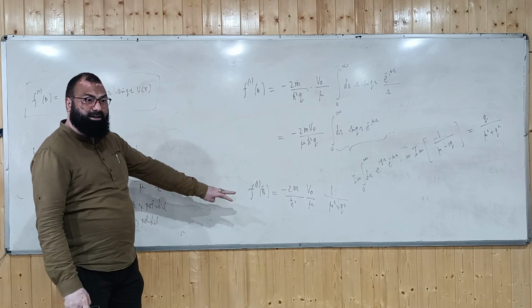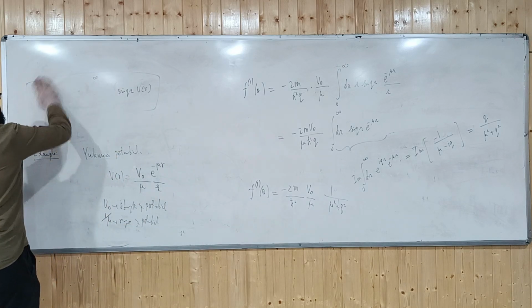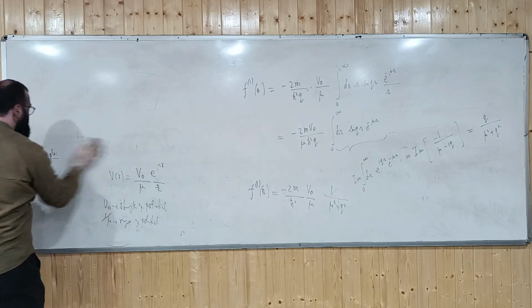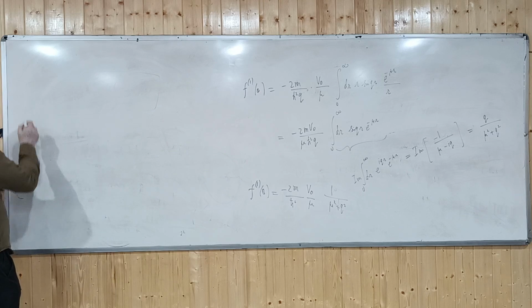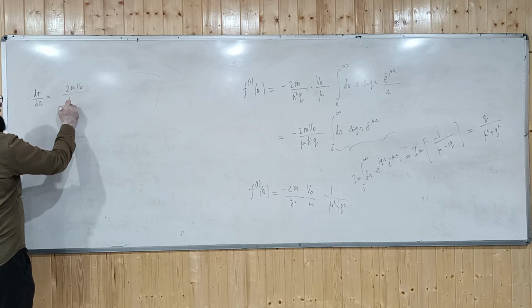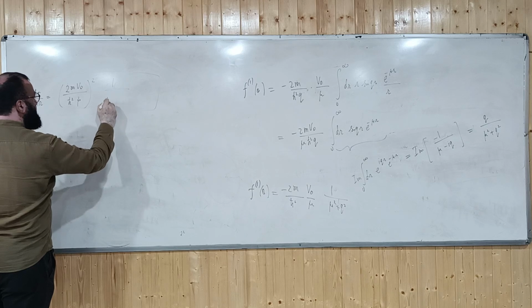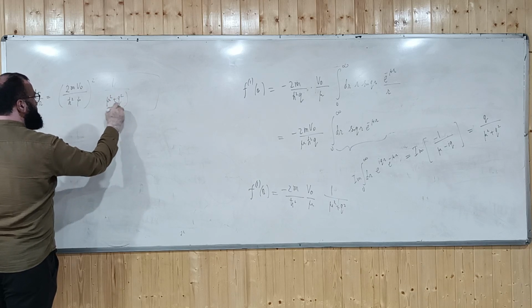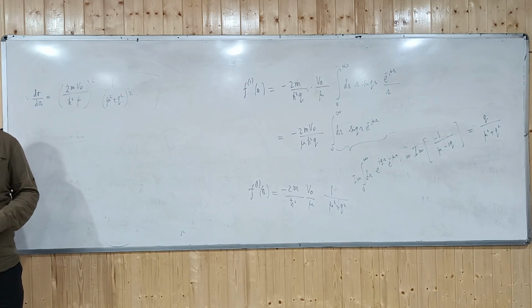Everybody followed it? Okay, so now let's calculate the differential cross section. Therefore d sigma by d omega is equal to 2m V naught by h cross square mu, whole square, then 1 divided by mu square plus q square, whole square. So this is your differential cross section. Yes? Any problem?